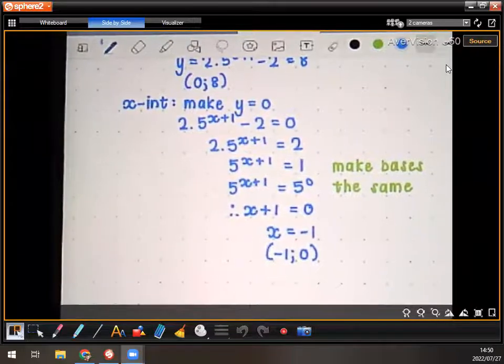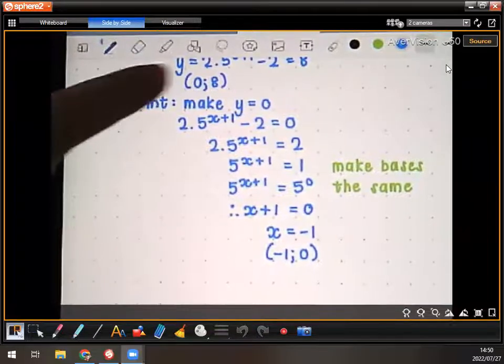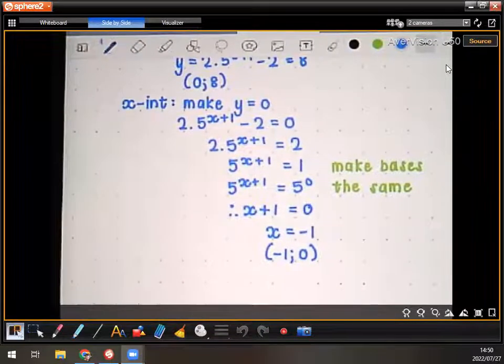How many points do we have? We need 3. We have 2 currently. Hey, we have an asymptote, we have our y-intercept, and we have our x-intercept. Now guys, is the x-intercept positive or negative? Negative. So we're going to have to choose a positive x value.